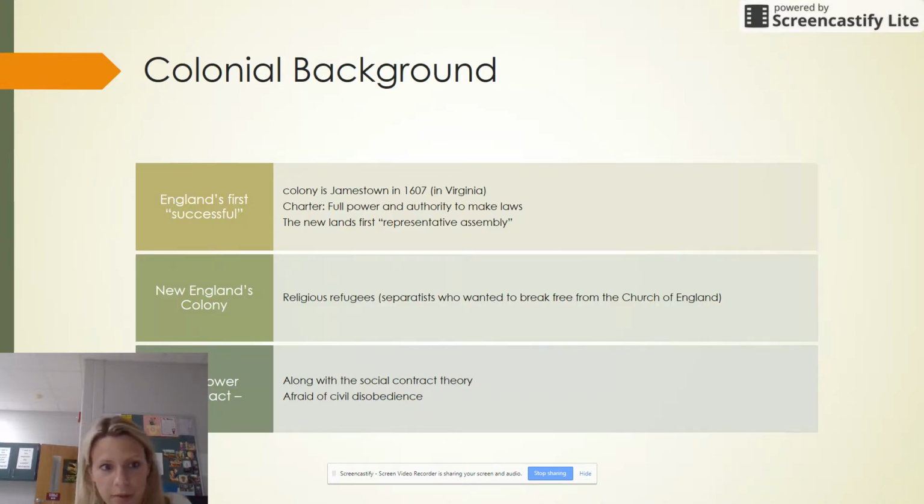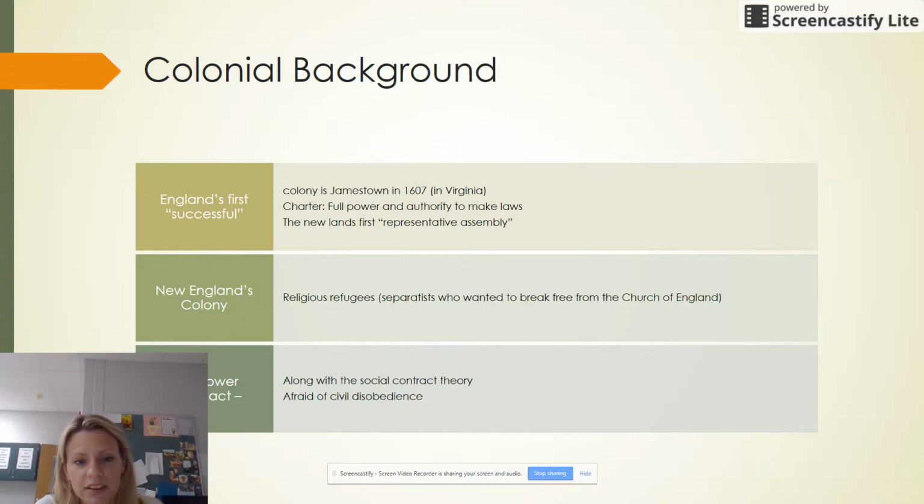All right, colonial background. England's first successful colony is in Jamestown, which is located in Virginia, and that comes about in 1607. Calling it successful seems a little, I don't know, it's not really all that successful. Most of the people there die. However, enough of them make it that it's considered the first successful colony, and they are chartered, which gives them full power and authority to make laws. It is also the first example we have of a representative assembly. So the people of Virginia elect people to make decisions on their part.